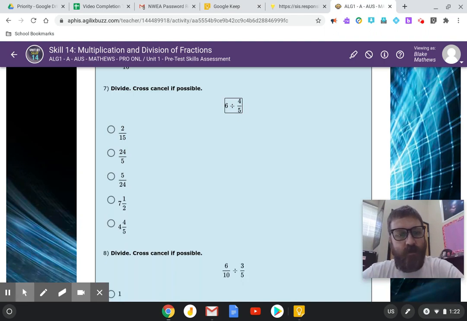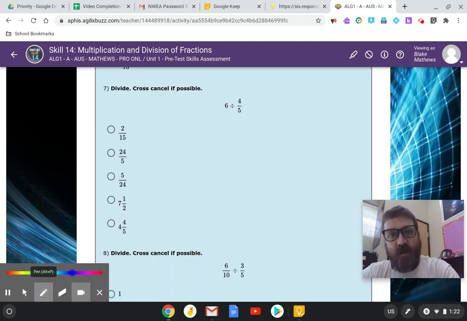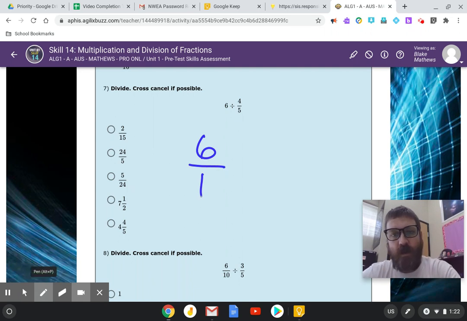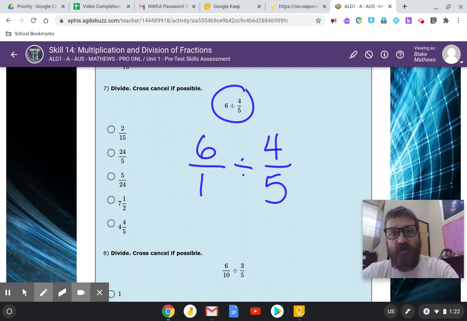Now I want to say one thing about number 7. Please note, 6 can be written as a fraction. Any whole number can be written as a fraction, 6/1. So when I do this problem, this is what the problem actually looks like at the beginning. 6/1 divided by 4/5. So this is the same as this.